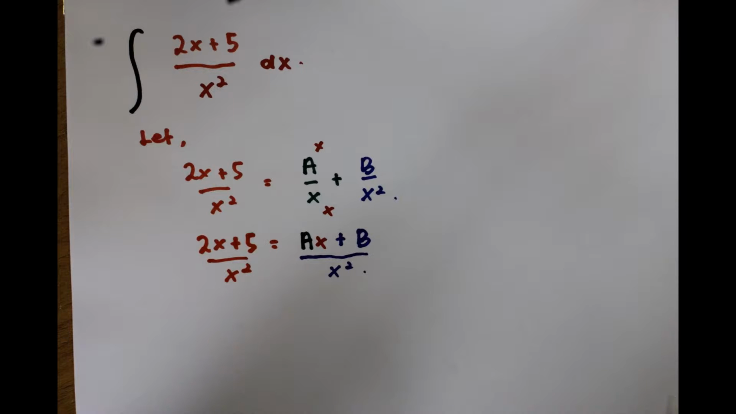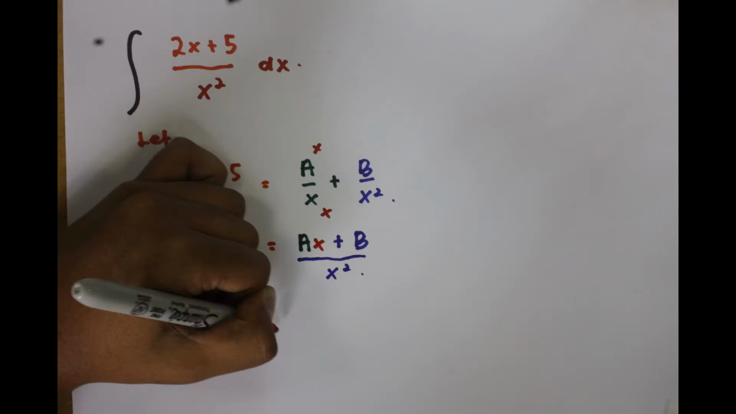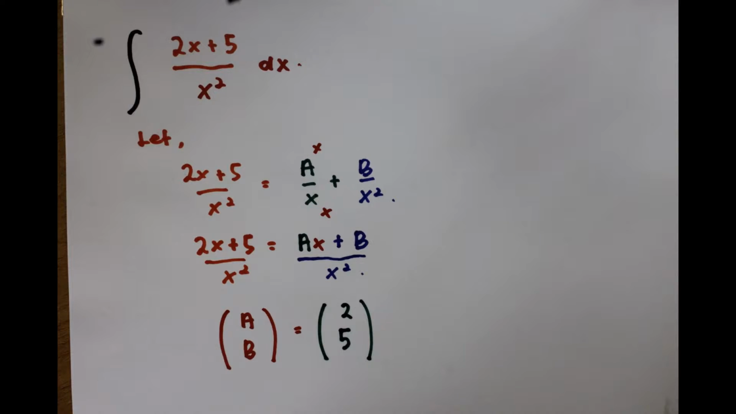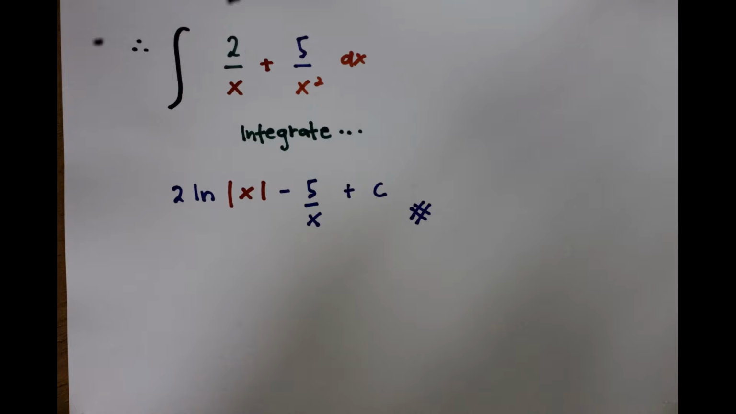Like the previous example, you need to compare the numerators, which will give you a equals 2 and b equals 5. The integration of 2 over x plus 5 over x squared dx will eventually give you 2 ln x minus 5 over x plus c.